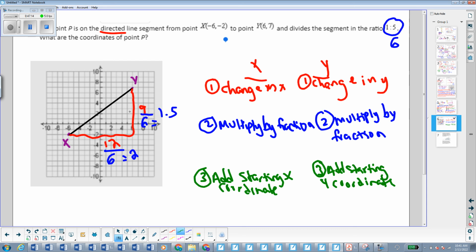So up and down, that's our rise. So our rise is going to be 1.5. And left and right, that's our run. So our run's going to be 2. So we're going to be moving up by 1.5 spaces and to the right 2 spaces in order to divide up our line segment.